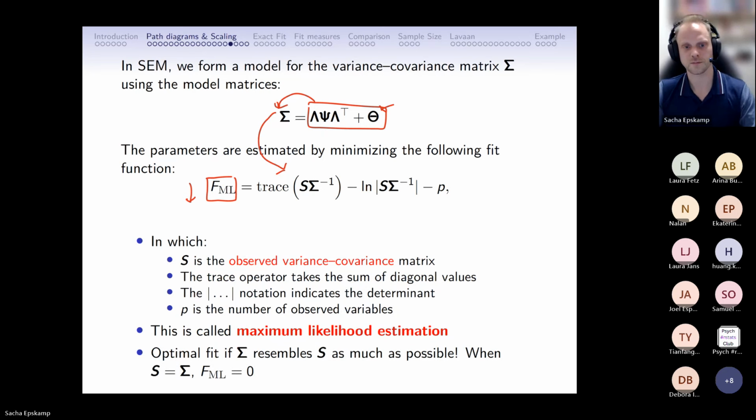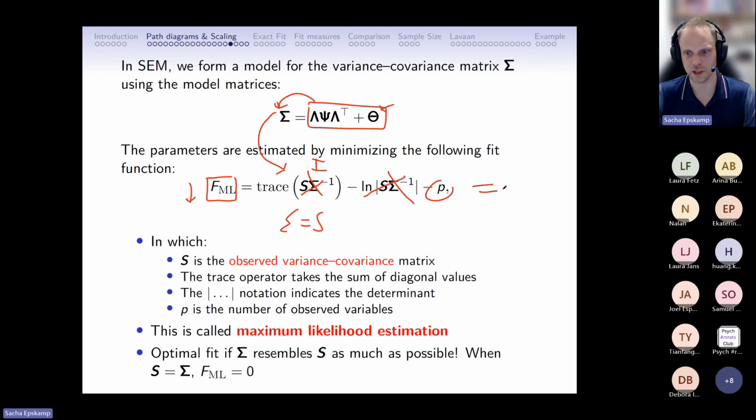So what's happening here? Sigma is this variance covariance matrix we're modeling. S is our observed covariance matrix. If our model is really good, then sigma equals S. It's the same thing. Then this becomes an identity matrix. The sum of that is the number of variables. We subtract the number of variables, and then this thing is 0. If sigma is not S, then this thing is bad. Then this thing is higher than 0. That's the idea.